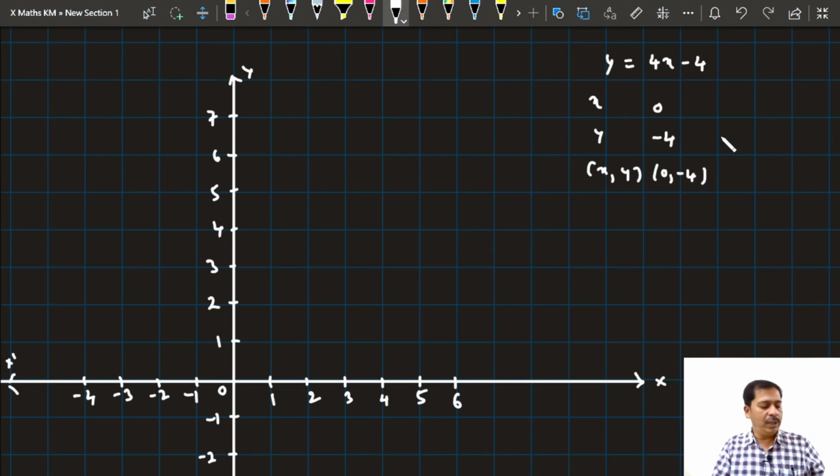This calculation I have done already. The second point will be 2 comma 4. The third point will be 1 comma 0. Now the work is to represent these 3 points on the graph here.